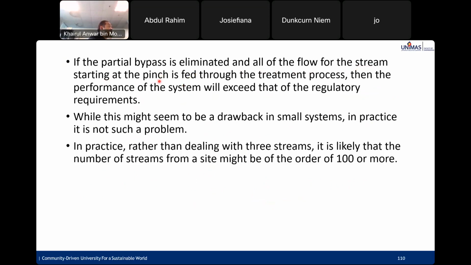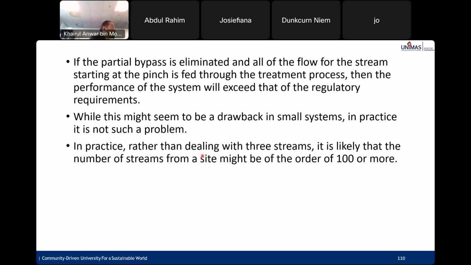pinch is fed through the treatment process, meaning based on table 26.8, instead of dividing it, 20 goes to the treatment plant, 5 goes to the dilution with stream 3. Then the performance of the system will exceed that of the regulatory requirement. While this might seem to be a drawback in a small system, in practice it is not such a problem.